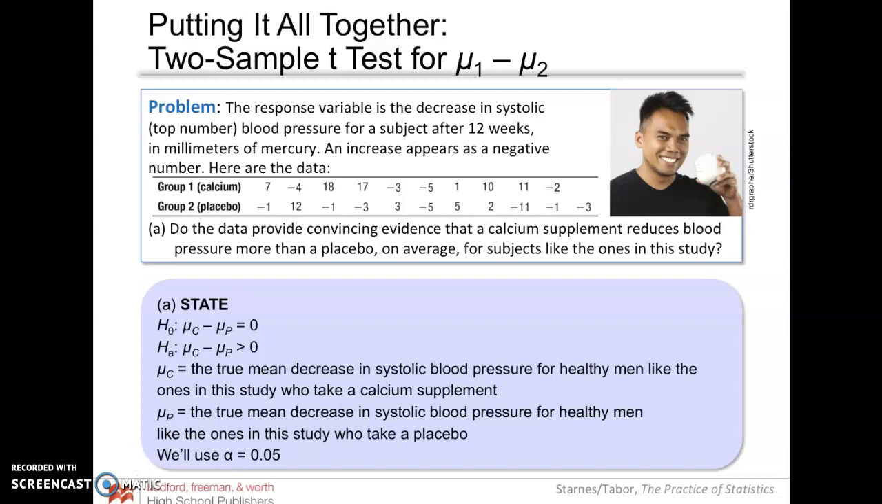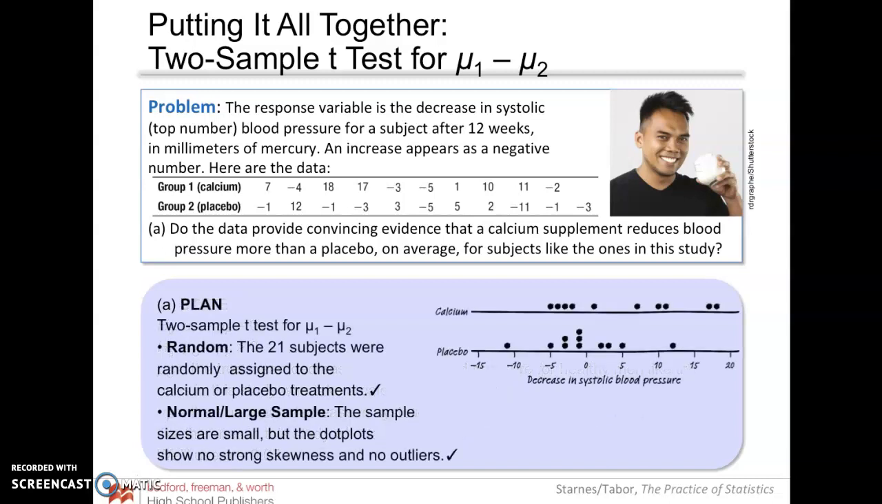We also have the direction here. We're doing calcium minus placebo. Next comes the plan part of it, where we're going to do a 2-sample t-test for mu sub 1 minus mu sub 2. We know that they were randomly assigned to one of two groups. The 10% rule does not apply because we are not sampling without replacement.